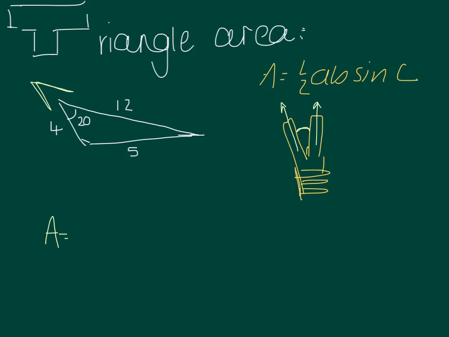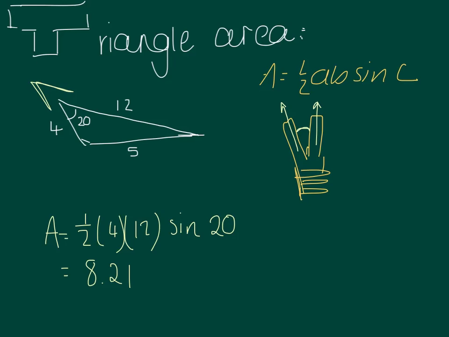And so the area of this little triangle here would be a half times 4 times 12 times sine of 20, which I believe is 8.20848, something like that, which is 8.21 to 2 decimal places. Okay, so if you can find the peace sign, if you can find two lengths with an angle in between, you can use the triangle area. Now, obviously, that's going to be when it asks you for an area, but it might well be tucked up in a whole load of other stuff.